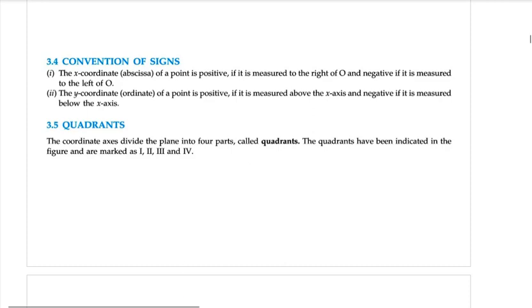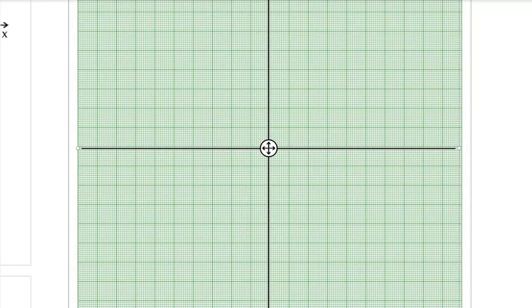Just a moment. Okay, so there is a graph paper in front of you. Tell me, what is this point? Oh, I'm sorry. Oops. Just a moment.